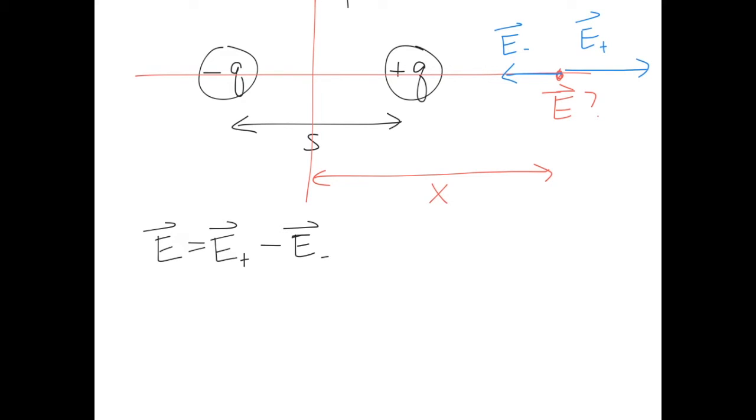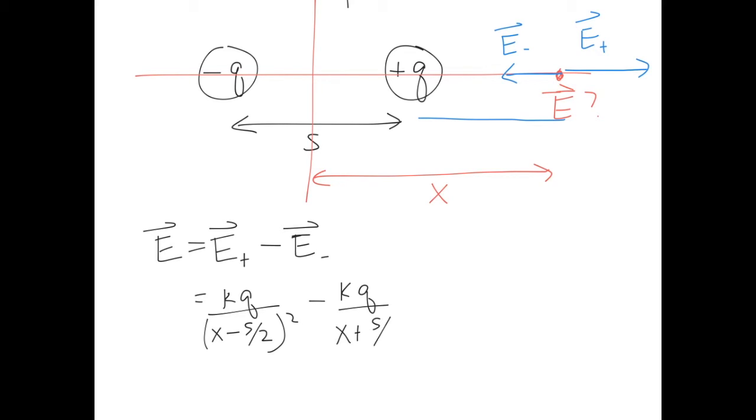I'm going to stick a negative in front of that second electric field because if you look at the picture, that vector points in the negative direction. Each of these electric fields are being created by point charges, so we can just use that equation we had before for electric field. So from the positive charge, kq over the distance from x to the positive charge. If we look at that, that's just going to be x minus s over 2, squared, and then for the negative charge, same difference, except it's a little further away by s amount.